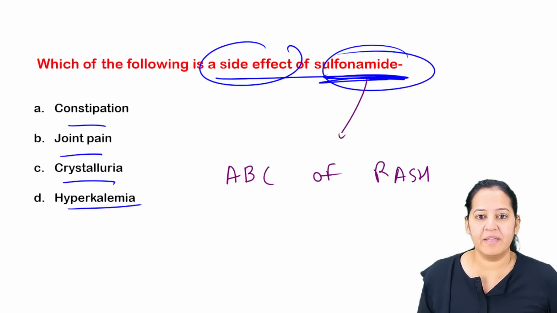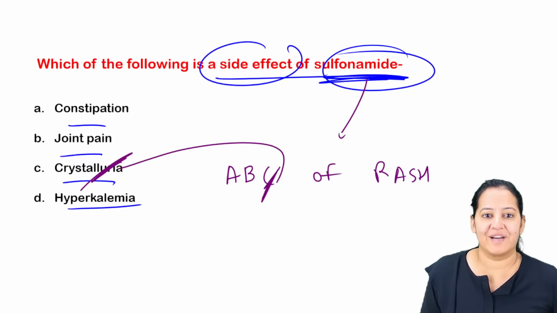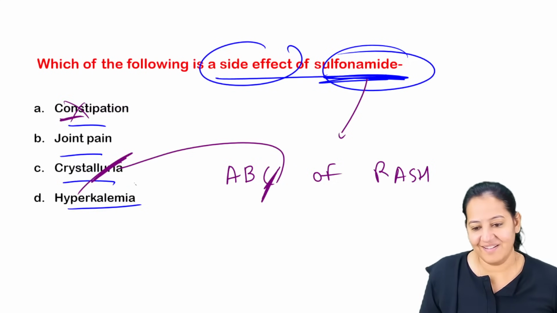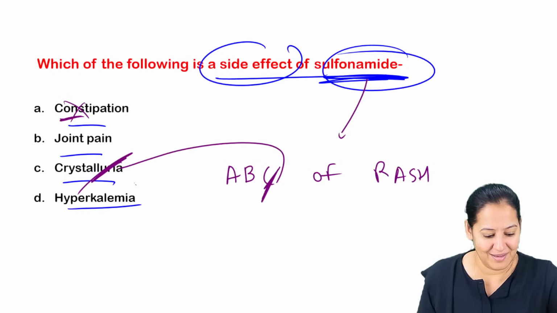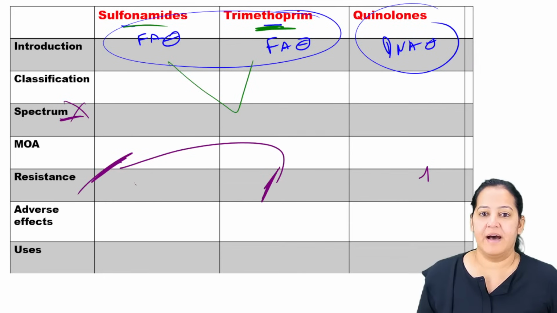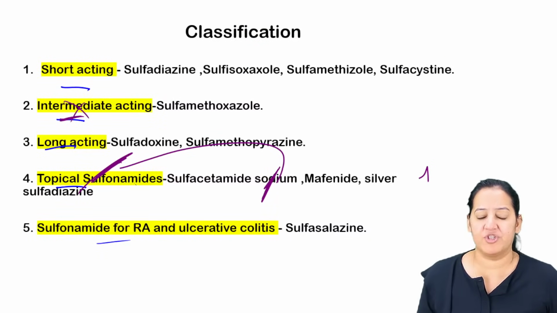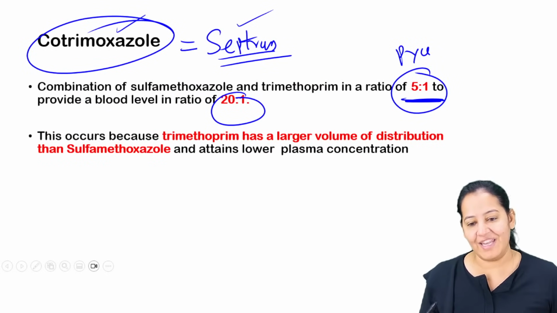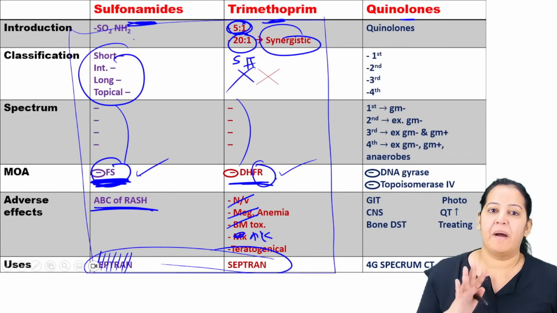So what is coming in this mnemonic? C for crystalluria. It's coming here. Others are not coming. C for crystalluria. C is not for constipation. If you learn only the mnemonic and don't learn the full form, you will get confused in the exam. Got it? Okay. So crystalluria is the answer here. In this way, you will get maximum questions. It is not that you are going to get a question only on crystalluria. You can get a question on any of the things, either on sulfonamide or trimethoprim.